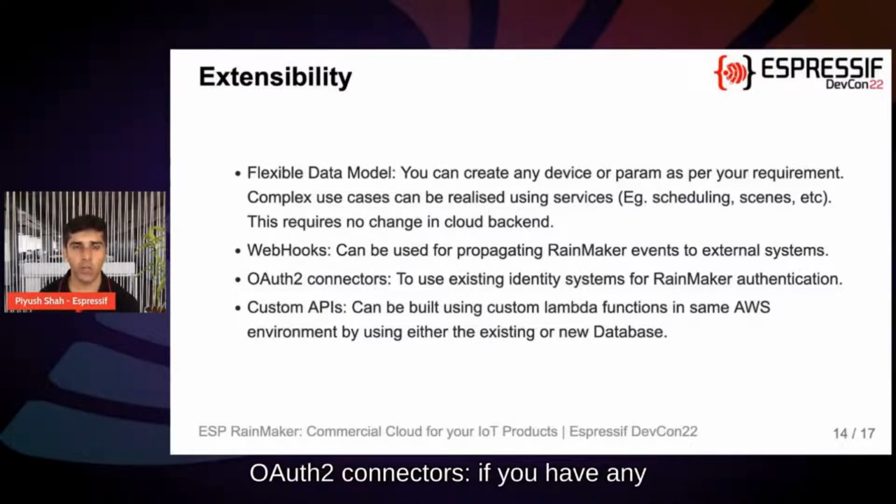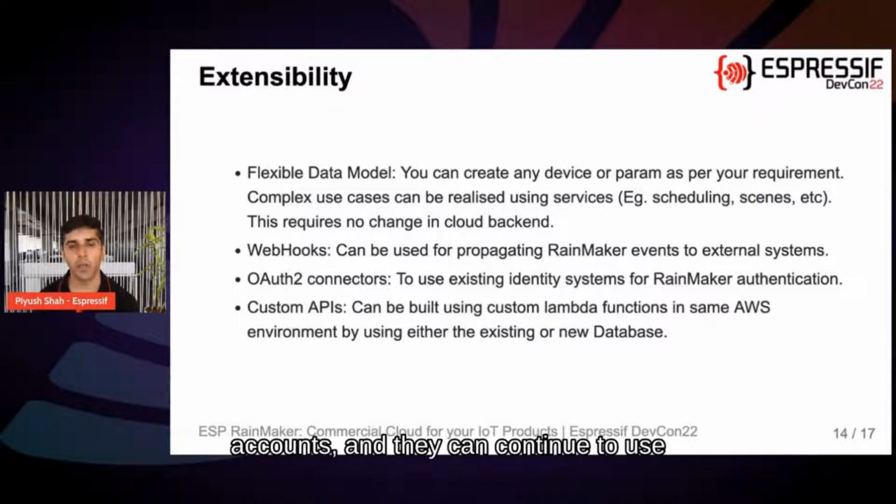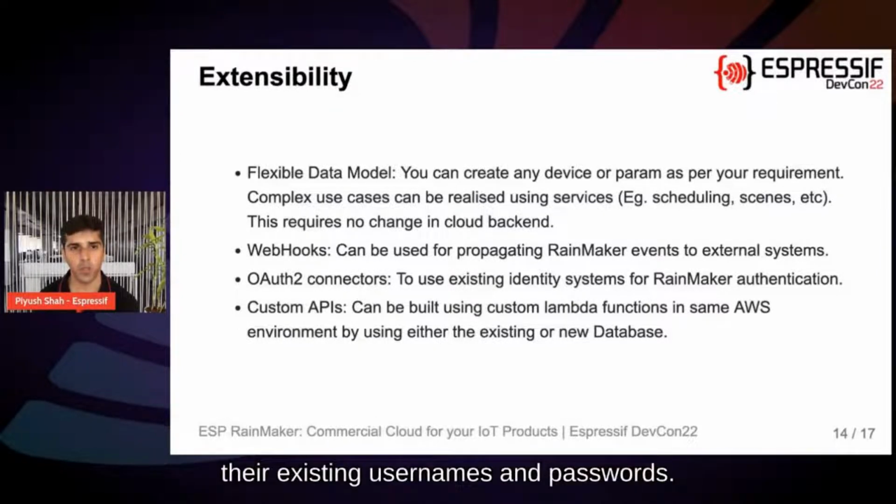OAuth 2 connectors, if you have any existing identity management system, it can be linked to RainMaker so that people would not have to create new accounts and they can continue to use their existing usernames and passwords. And then you can build custom APIs.